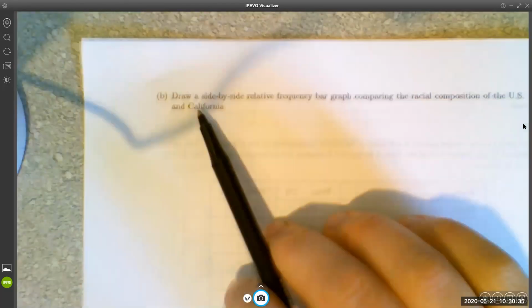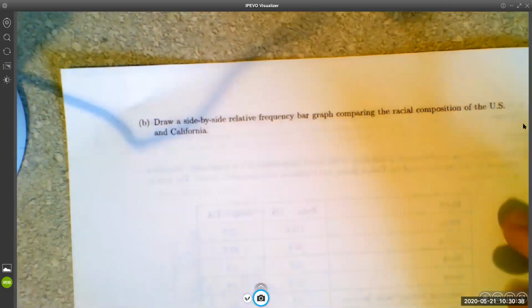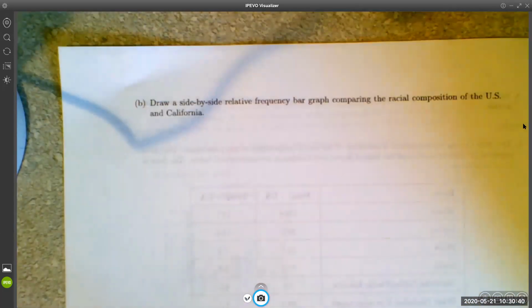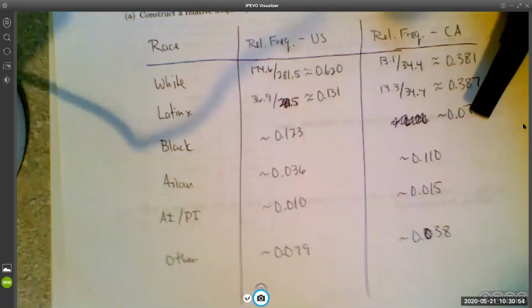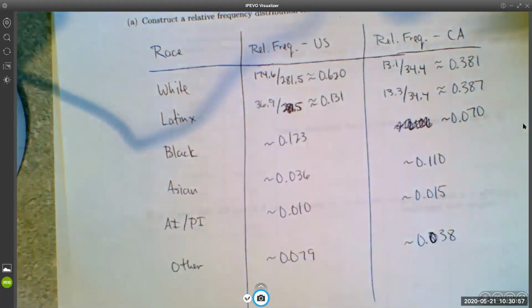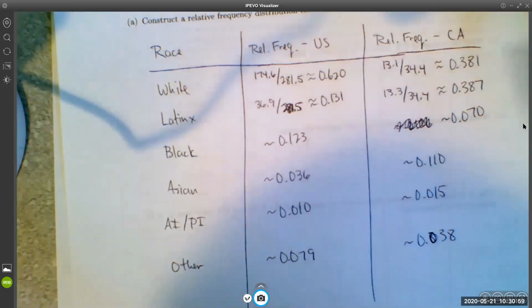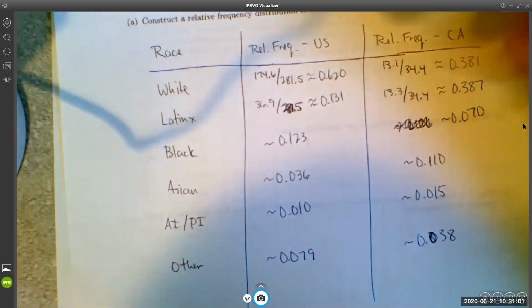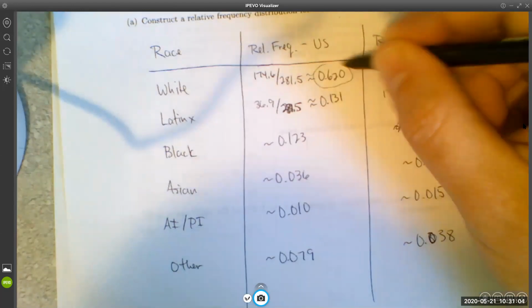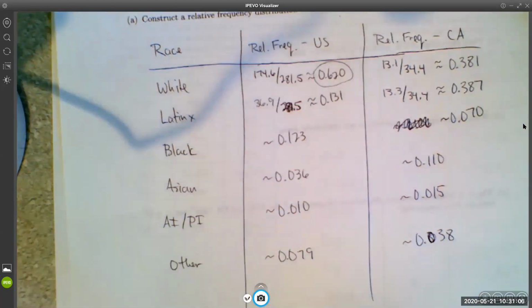It says draw a side-by-side relative frequency bar graph comparing the racial composition of the US and California. Okay. So when you're making a bar graph, the first thing you need to gauge is how to scale your axes. If we're making a relative frequency bar graph, I would look for the largest relative frequency here. And I think the largest relative frequency is this one, the 62%. So that tells me that on my y-axis, I need to go up to at least 62%.